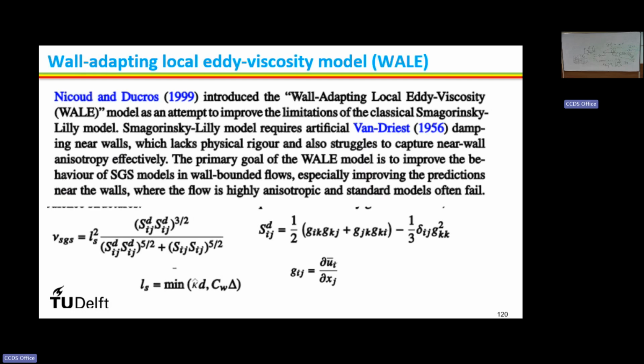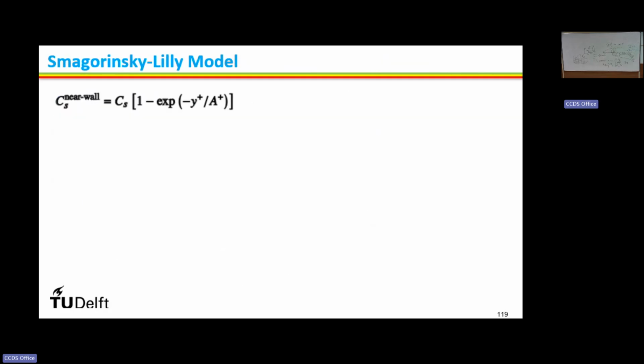Subsequently several other large eddy simulation models came into the picture, such as the dynamic model and the WALE model. This WALE model is the wall-adapting local eddy viscosity model. It was introduced in 1999 by Nicoud and Ducros. So what was the issue with the Smagorinsky-Lilly model? The classical Smagorinsky-Lilly model requires artificial Van Driest damping near the wall. This is the artificial damping, right?